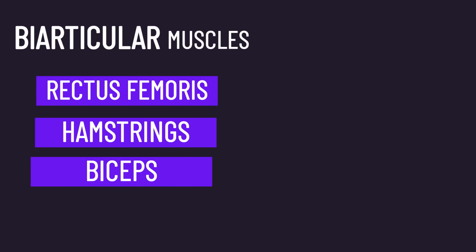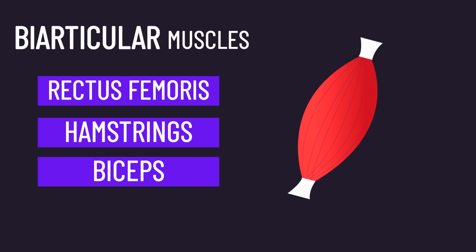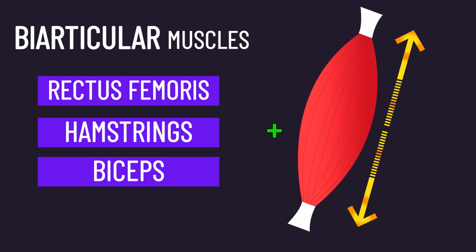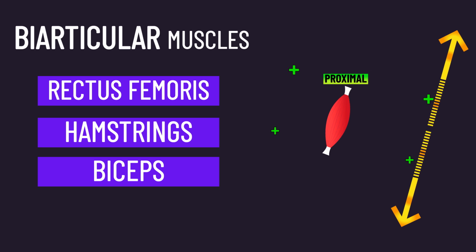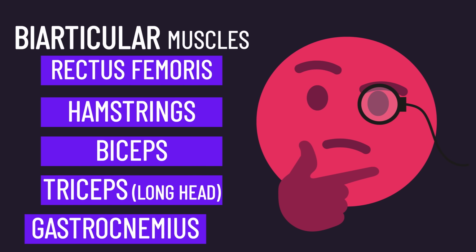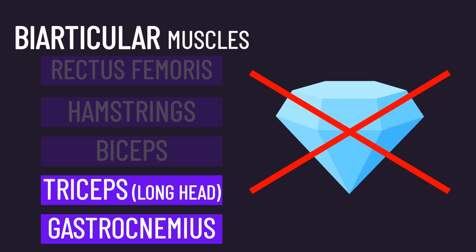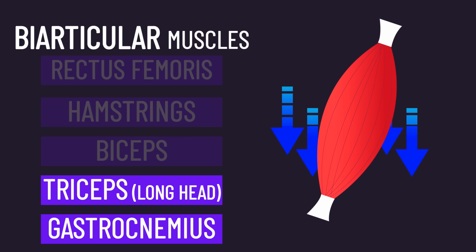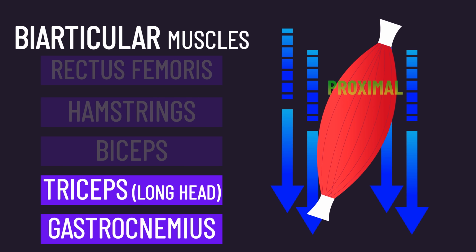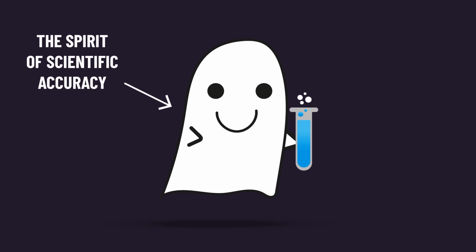So in total, it seems that compared to training a biarticular muscle at a shorter length, training at a longer length builds more muscle with larger differences at the proximal regions. This could possibly apply to the triceps and gastrocnemius too, but it's not super clear based on the data we have. This requires a bit of explaining. So if you're interested, check out the pinned comment where I fully detail the research and my thoughts on regional hypertrophy with these muscles.